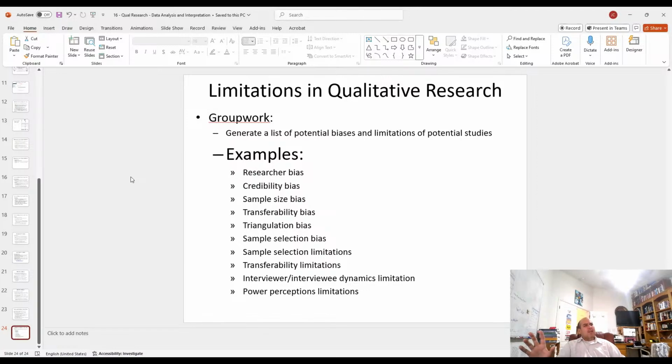Interviewee dynamics, right? You may be interviewing LGBT members, but you're not part of that community, right? You may not truly understand what they're going through if you don't have that lived experience, and so that could provide a limitation. And then power perception limitations. This happens a lot when principals try to do research and interview their teachers. It's hard for a teacher to be authentic and real with a principal who is also outside of the research and maybe their supervisor. So there are some limitations there in terms of power differentials.